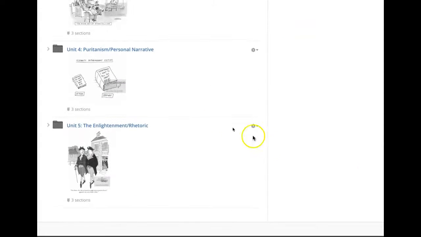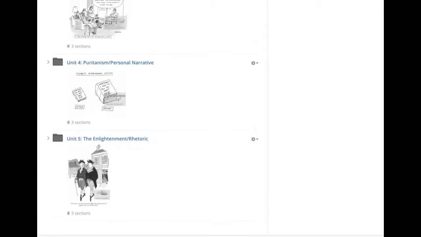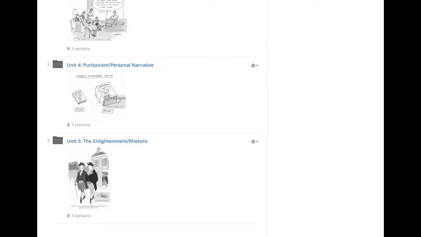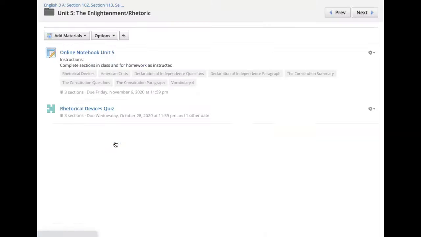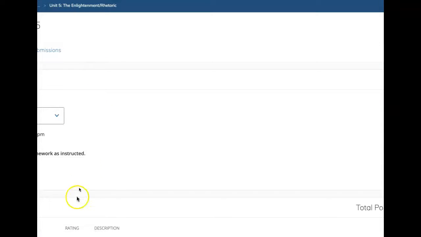we've moved beyond Puritanism, and we're next looking at the Enlightenment. We're not going to spend a great deal of time here, but we are going to look at a couple of the foundational documents from the Enlightenment, which of course was during our revolution, during our independence. So you're going to open this up, and you'll see that there's an online notebook unit for Unit 5. Open that up, and for you it'll be here.